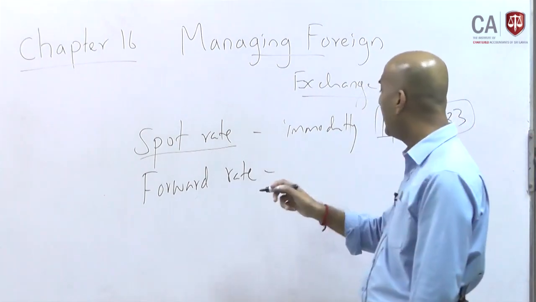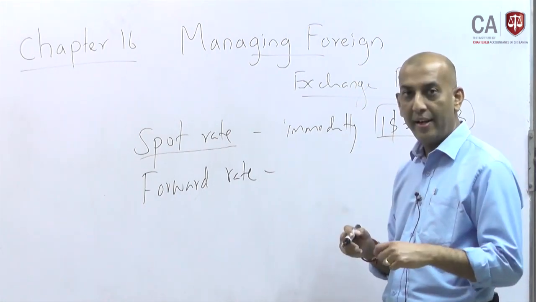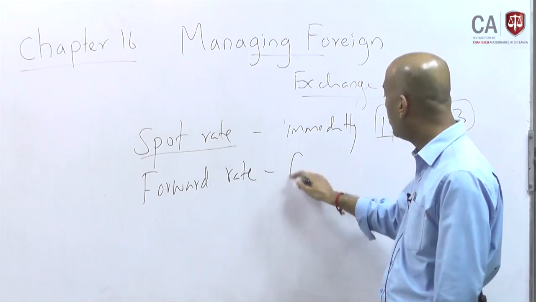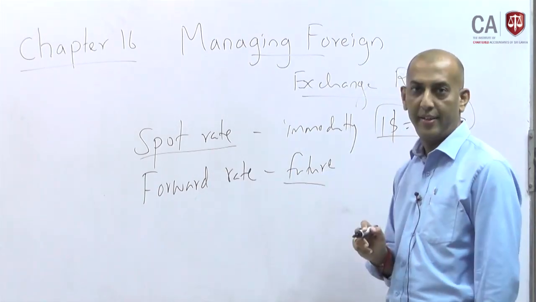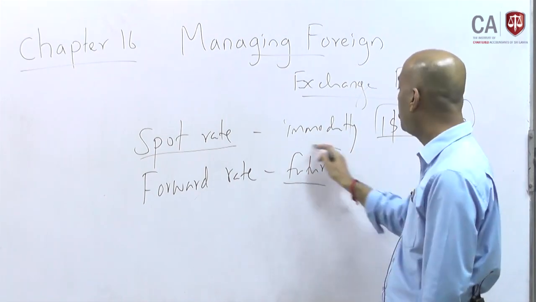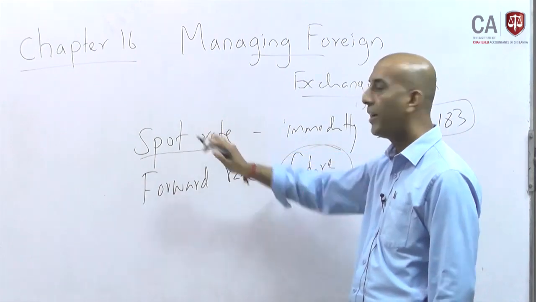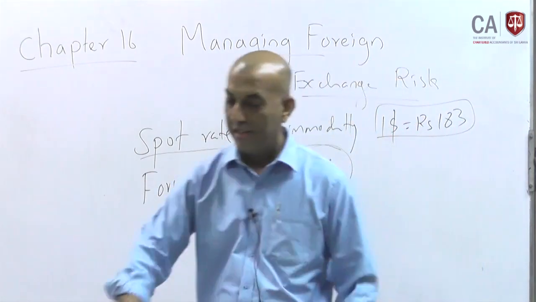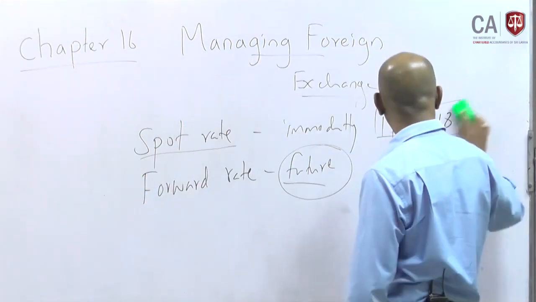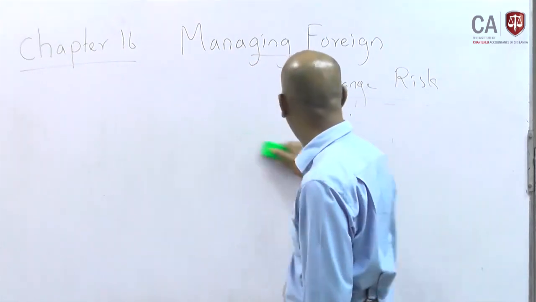Forward rate is the exchange rate at which the transaction will be done in the future. It's not today's rate, it's a future rate. So forward rate is the rate at which you will be doing the transaction in the future. Spot rate is the rate at which you are doing the transaction immediately, now, today. So these are two different rates you might see in an organization when you are dealing in foreign currency.